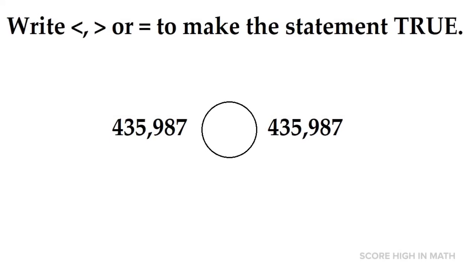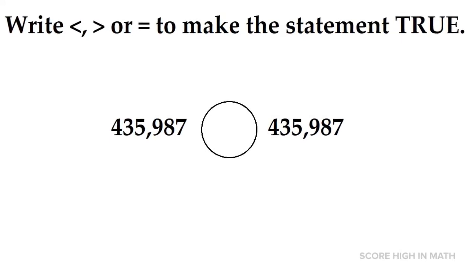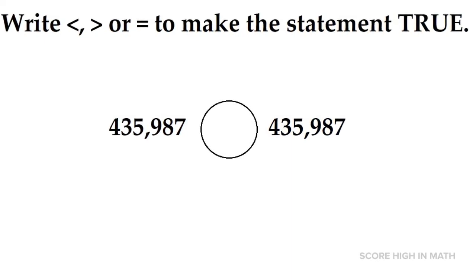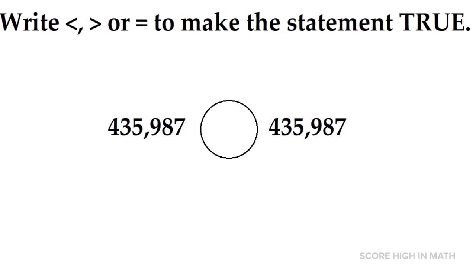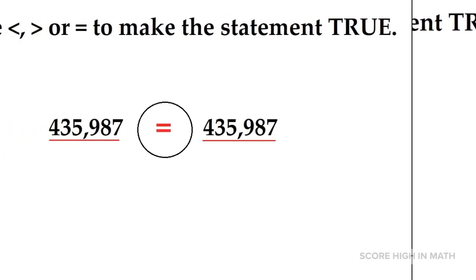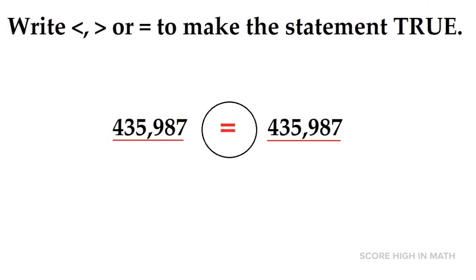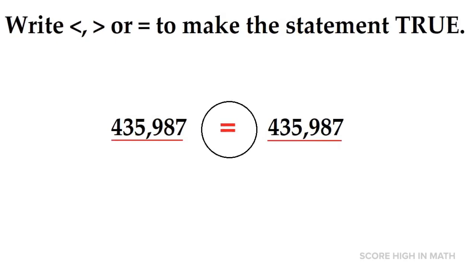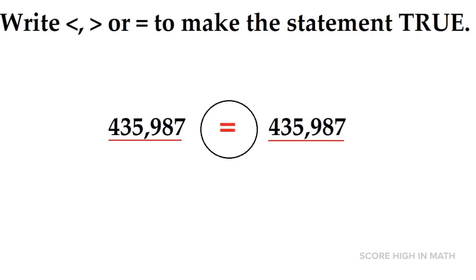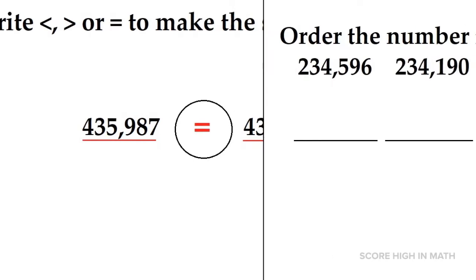Let us work on another example so that you can catch it well. Let us compare 435,987 with 435,987. You can see that the numbers are the same. So we are going to put the equal sign. Therefore, 435,987 is the same as 435,987. Now you know how to compare numbers. It is very easy, right?